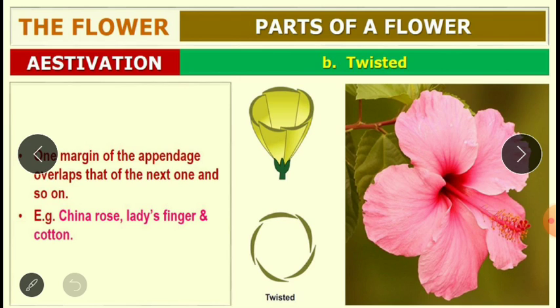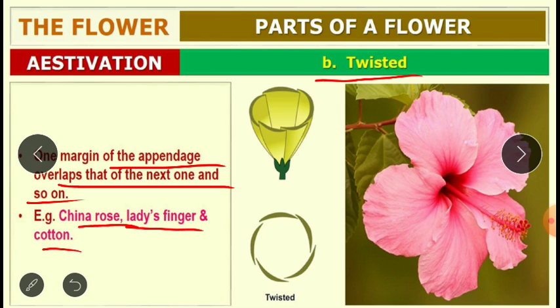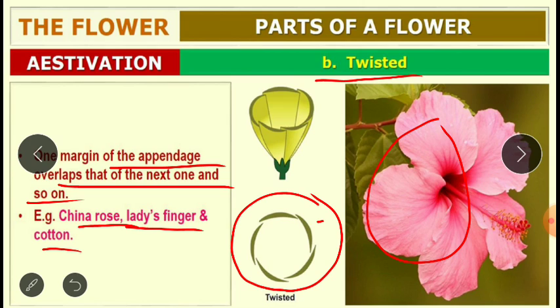The second type is going to be the twisted aestivation. So in the twisted aestivation, one margin of the appendage overlaps that of the next one and so on. So you can observe this in the case of the flowers like the lady's finger, China rose and cotton. So here what you are going to be finding that the petals are going to be overlapping each other at one side. Means one petal, one side is inside and one side is outside. So this type of the aestivation is going to be known as the twisted aestivation.